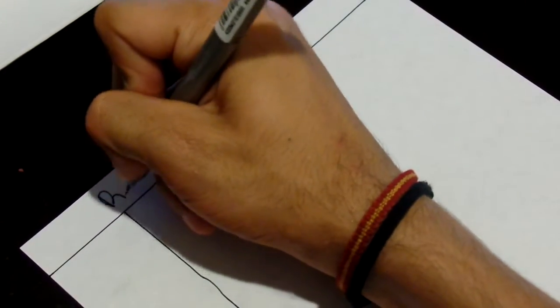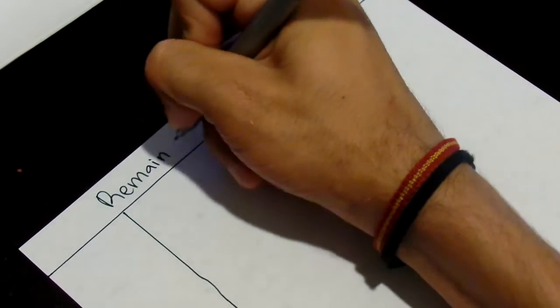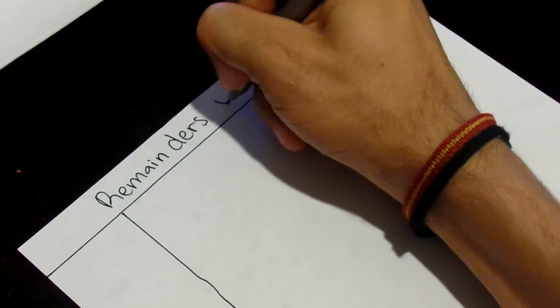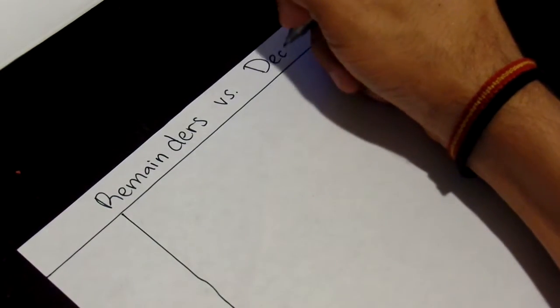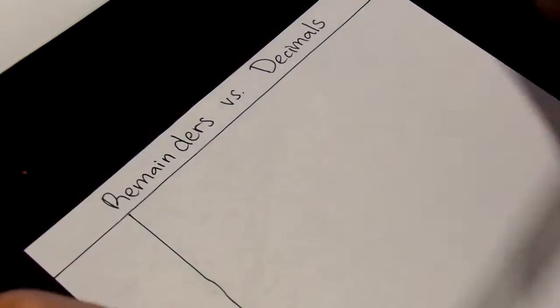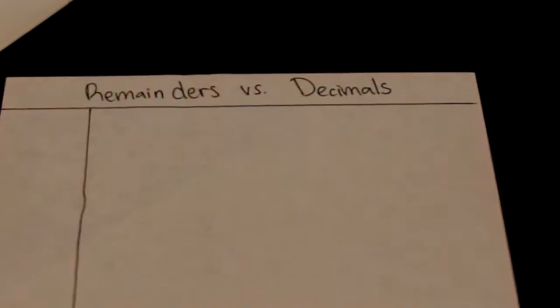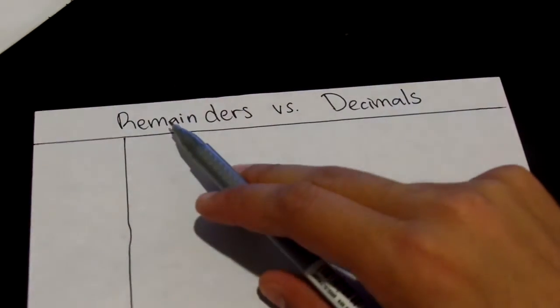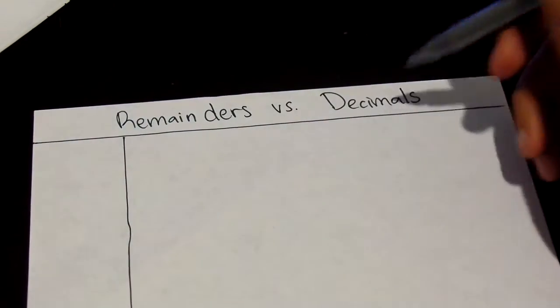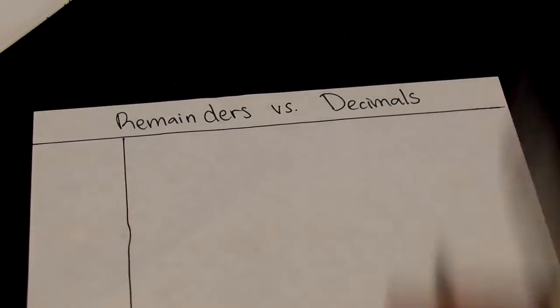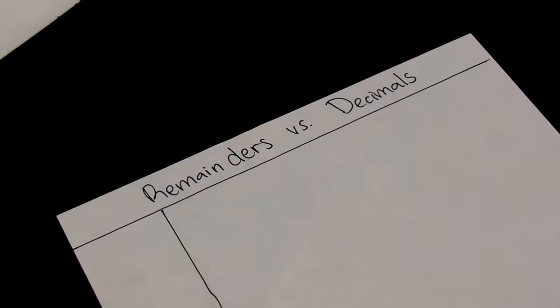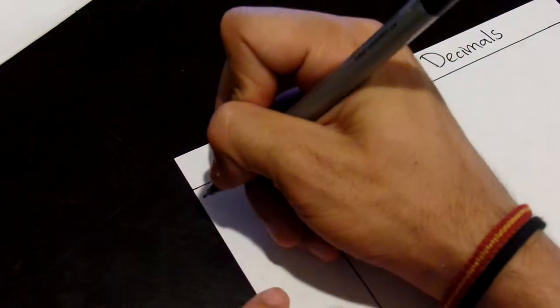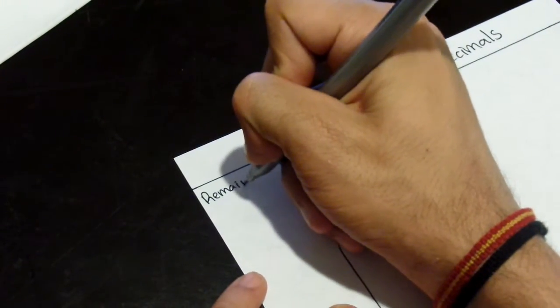Alright, this one is going to be called remainders versus decimals. Now, in division, there are situations when both are necessary. Sometimes having a remainder makes sense, sometimes decimals make sense. Sometimes you can decide whatever one. So, let's look at remainders.